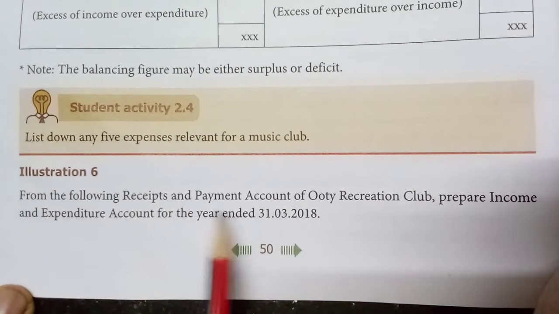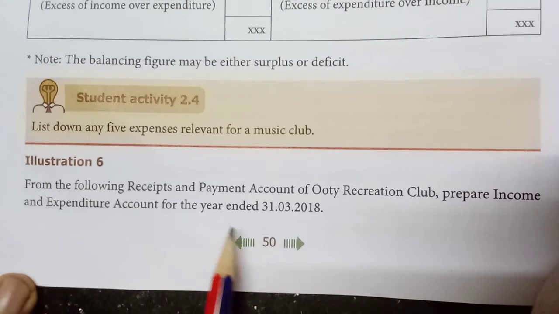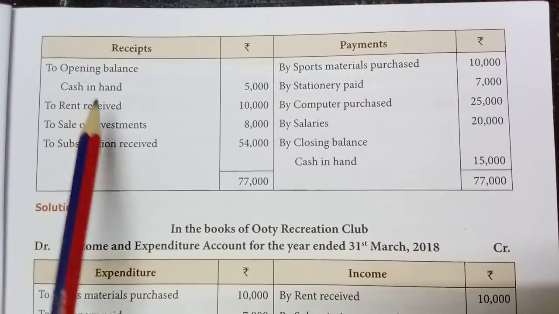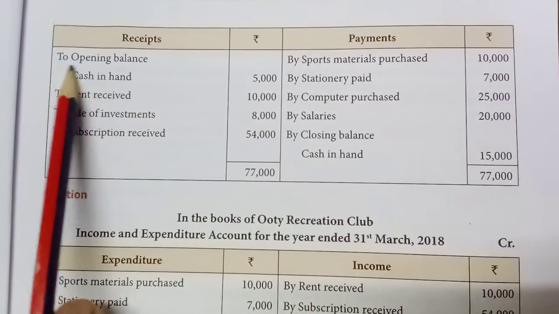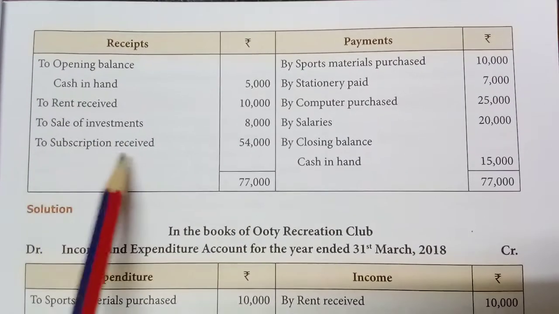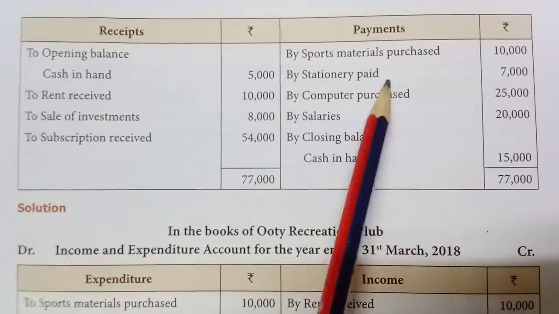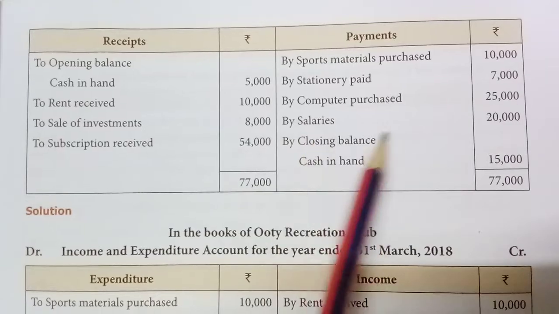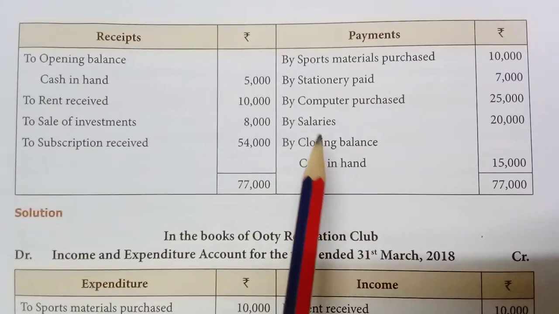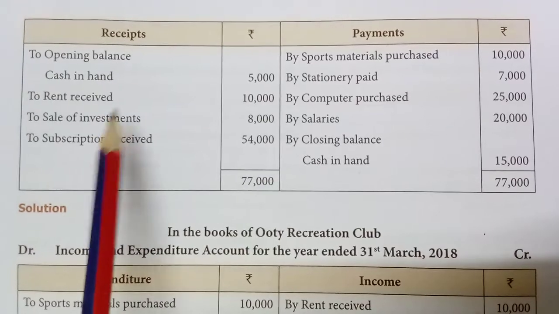From the following receipts and payments account of Ooty Recreation Club, prepare income and expenditure account for the year ended 31st March 2018. All the receipts: opening balance, cash in hand, rent received, sale of investments, subscription received. Payment side: sports materials purchased, stationery paid, computer purchased, salaries, closing balance, cash in hand. Now we will just remember the steps to be followed in the preparation of income and expenditure account.